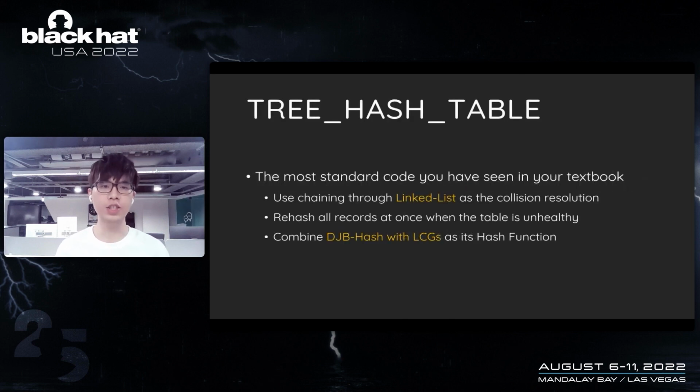The tree hash table should be the most common, like the sample code in your textbooks. It uses a linked list to resolve collisions and rehashes the table when it's in an unhealthy state. The rehash is a series of rebuilding processes. It first enlarges the table, recalculates all records, and repositions them to their new index. As for what hash function is used, we will have a further discussion later.